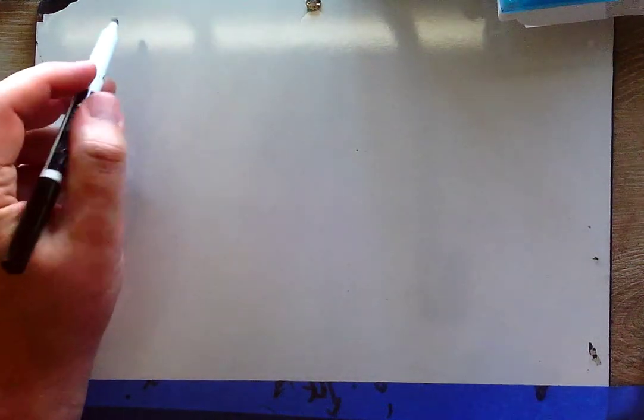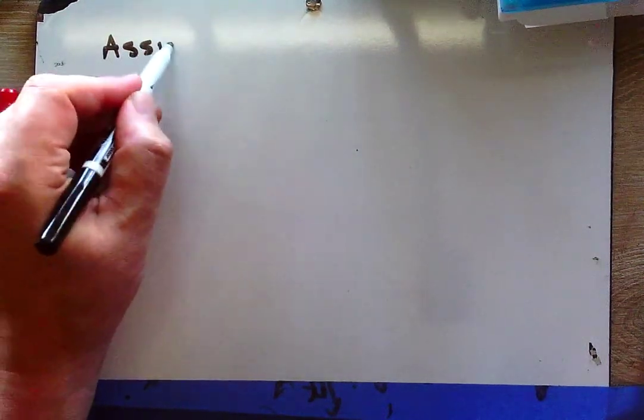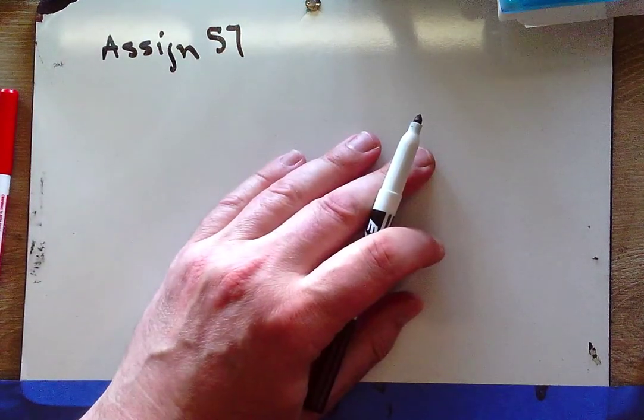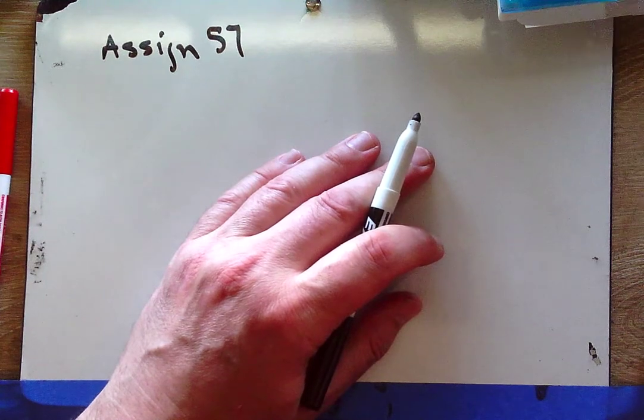Hey, fabulous students. It's time for us to take a look at assignment 57. And here we're just going to be reviewing graphing rationals.